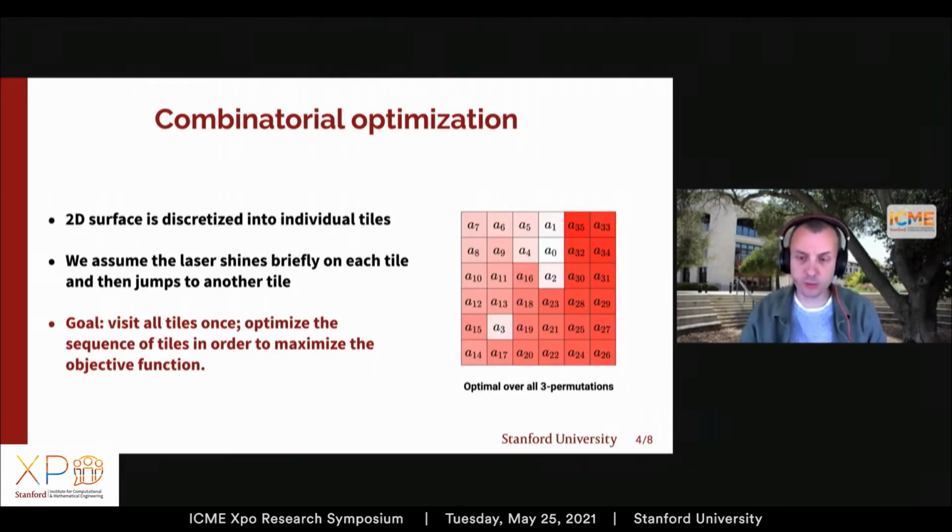So the way we solve this problem is through combinatorial optimization. This is showing a schematic of the surface of the 3D printing bed, so the powder bed that we're using for printing. So just a 2D surface, and the laser is moving across the surface. What we did is we discretized the surface into tiles, and then we're assuming that we are shining the laser on a given tile, and then moving to a different tile. And so the path planning now becomes a combinatorial problem of selecting the ordering of these tiles that will maximize our objective function. So this is the goal: visit all the tiles once and optimize the sequence of tiles in order to maximize our objective function. So this is a combinatorial optimization problem with a cost function that's defined by our partial differential equation.